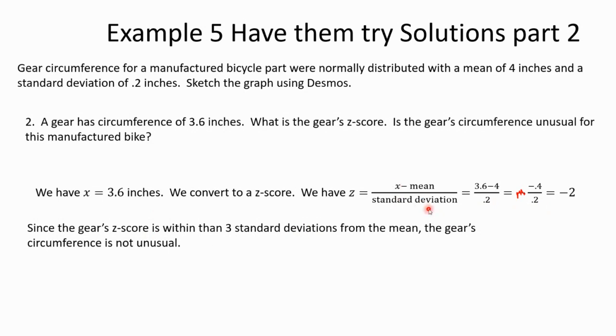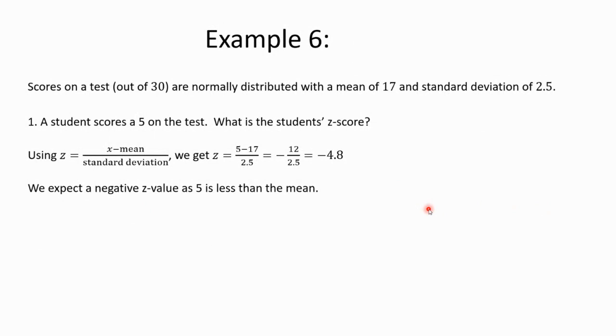Okay, let's do another one then. So let's say here the test scores are at a 30. Again, we have a test. It's normally distributed, right? The test scores, the mean we have is 17, and the standard deviation we have is 2.5.